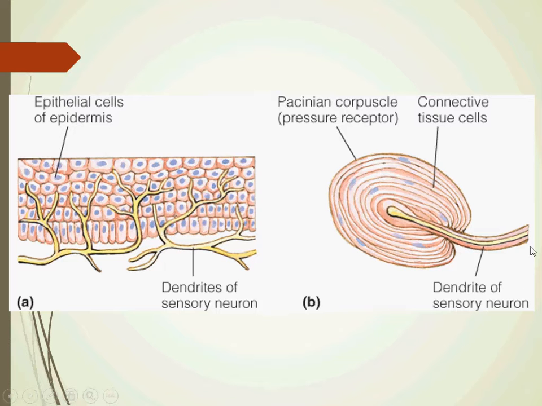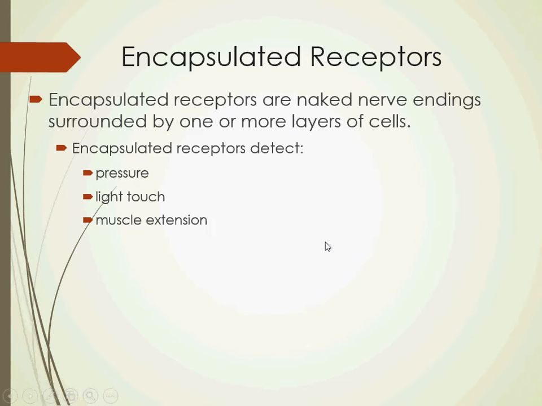B is an encapsulated receptor, so you have a dendrite of a sensory neuron, and it's surrounded by a layer of cells. So encapsulated receptors are naked nerve endings, but they're surrounded by layers of cells, and they detect pressure as well, light touch, and muscle extension. So this is information that maybe doesn't need to be transmitted to the brain as rapidly.